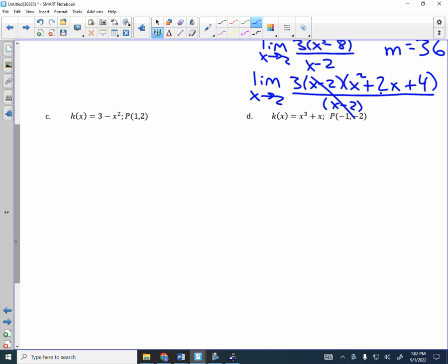Letter D, please just set up the limit on your own. Please take 30 seconds and set up the limit on your own. D, skip C. To letter D, set up the limit on your own.